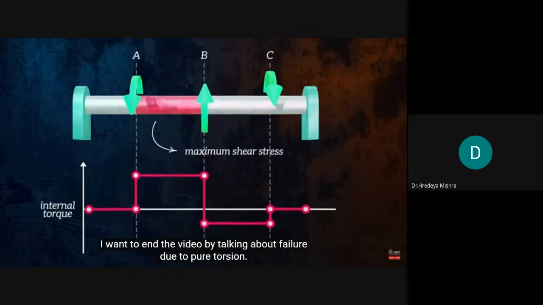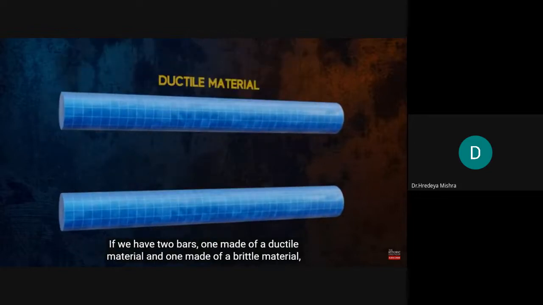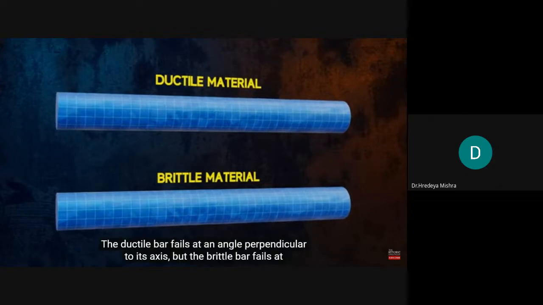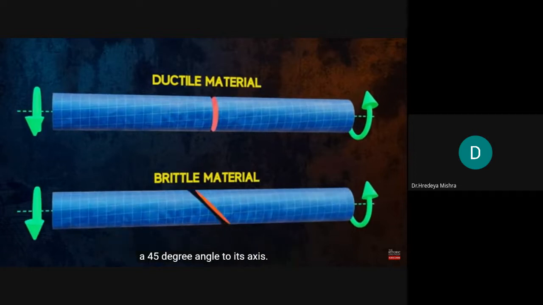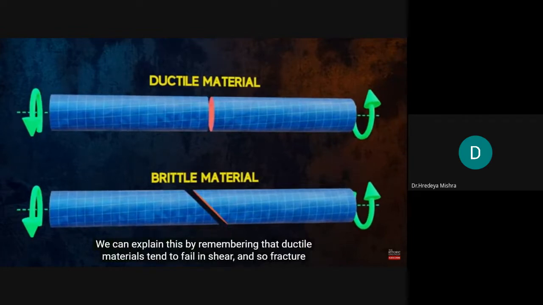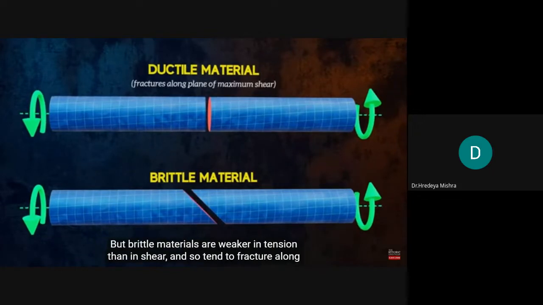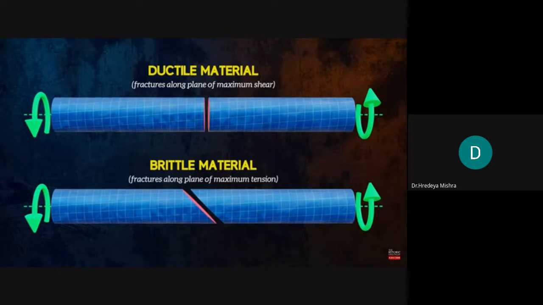I want to end the video by talking about failure due to pure torsion. If we have two bars, one made of a ductile material and one made of a brittle material, and we apply the same torque to both bars, we will observe that they fail differently. The ductile bar fails at an angle perpendicular to its axis, but the brittle bar fails at a 45-degree angle to its axis. We can explain this by remembering that ductile materials tend to fail in shear, and so fracture along the plane of maximum shear stress. But brittle materials are weaker in tension than in shear, and so tend to fracture along the plane of maximum tensile stress.